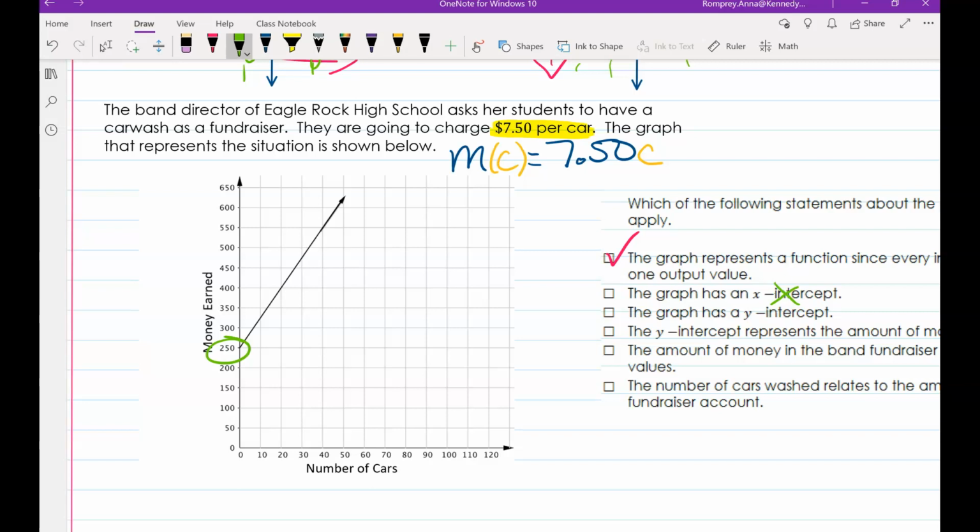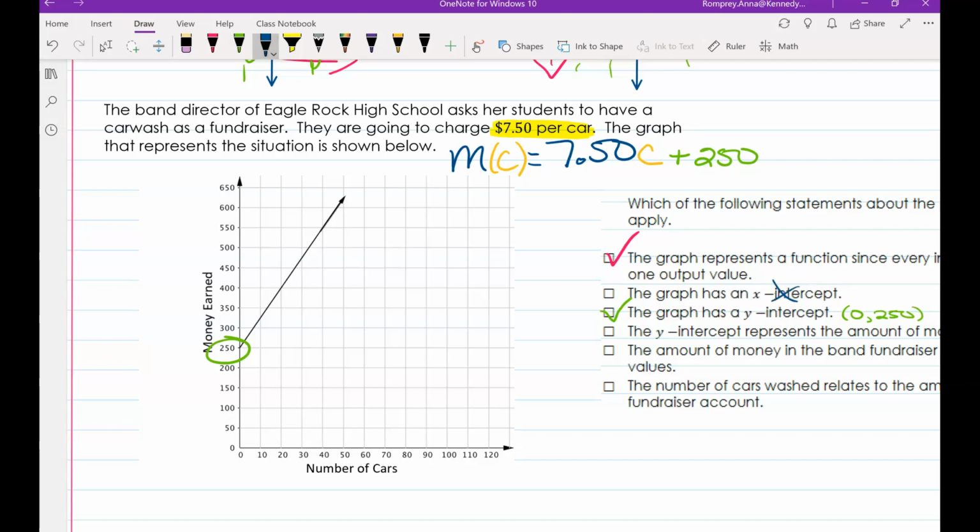So since with my function rule, I'm making $7.50 per car, you're darn right. Except I already have $250 to start off with. So I need to add $250. Because I need to add that $250 to the amount of money that we've got. So, do we have a y-intercept? Yes, we do. It is 0, 250.